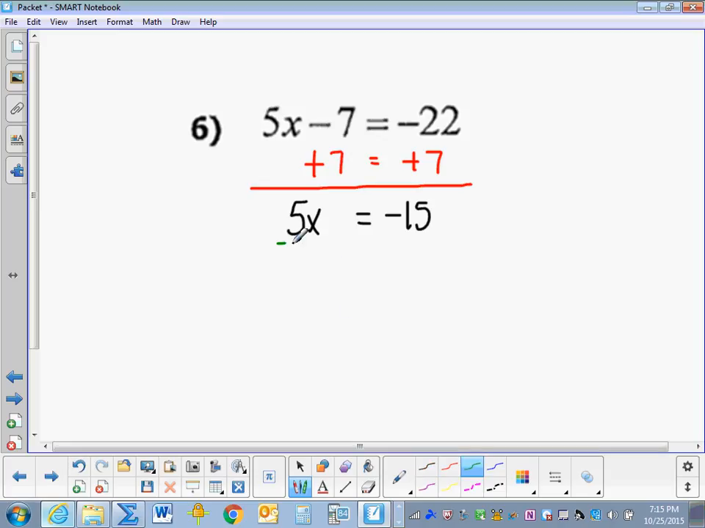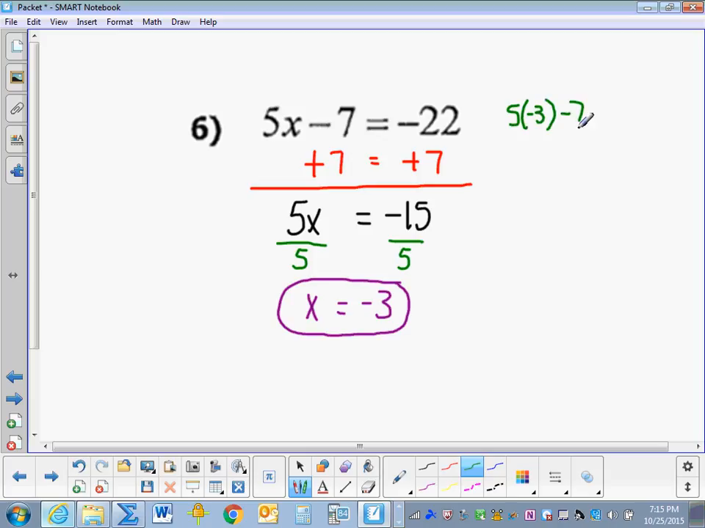We're going to divide the left 5x by 5, and we're going to divide the right by 5. 5x divided by 5 is x. Negative 15 divided by 5 is negative 3. So x is equal to negative 3. Let's check that. 5 times a negative 3 minus 7 equals negative 22. Negative 15 minus 7 equals negative 22. Negative 22 equals negative 22. So that checks.